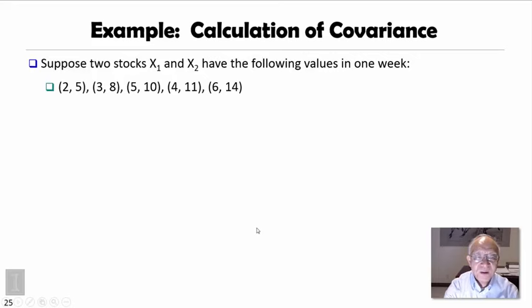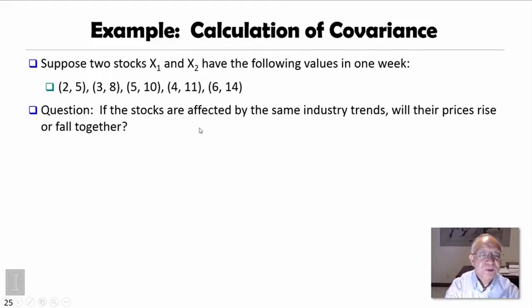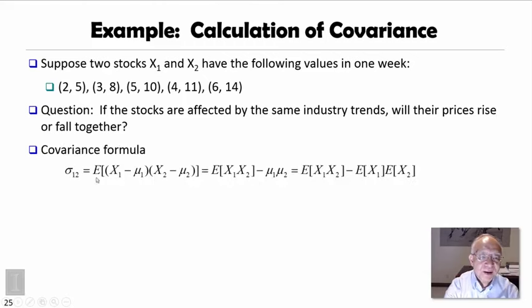Now we look at a concrete example. Suppose we have two stocks, X1 and X2. They have the following values in 1 week, like these five pairs of values. Then the question is whether these stocks are affected by the same industry trends, that means whether their price will rise or fall together. Then we calculate their covariance. We will be able to know whether they are positively correlated or negatively correlated.